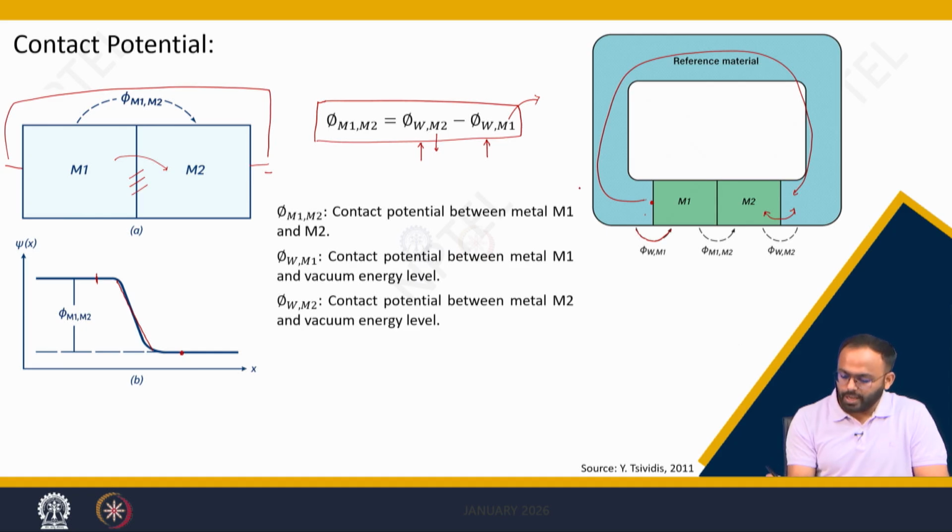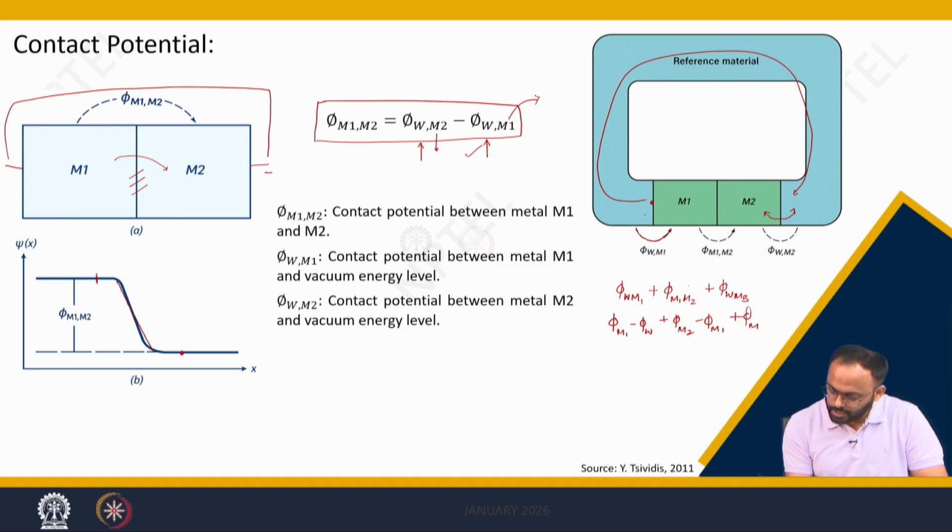If you write a KVL around the loop, ultimately what will happen? Phi of WM1 plus phi of M1M2 plus phi of M2W, following this definition which says that the contact potential is nothing but the difference of work functions. So, phi M1 minus phi W plus phi M2 minus phi M1 plus phi W minus phi M2. If you see around the loop, the total potential is 0, right.